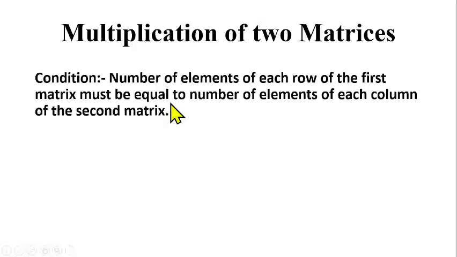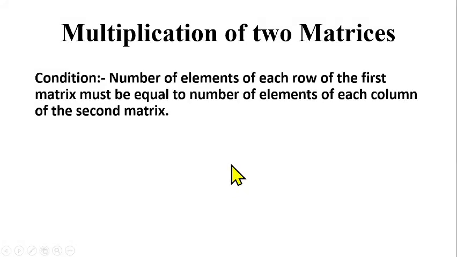Do we understand that at all? Let me come again. The number of elements of each row of the first matrix must be equal to the number of elements of each column of the second matrix. So don't forget, we have two matrices that we want to multiply together. So for the first matrix, the number of elements in each row must be equal to the number of elements in each column of the second matrix.